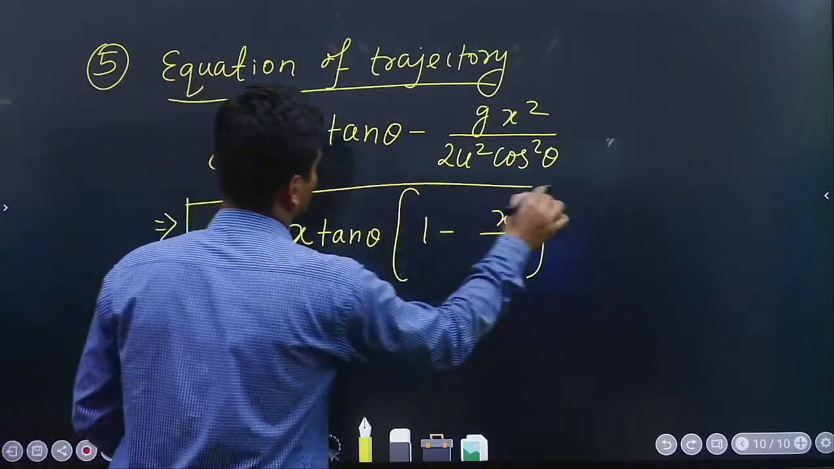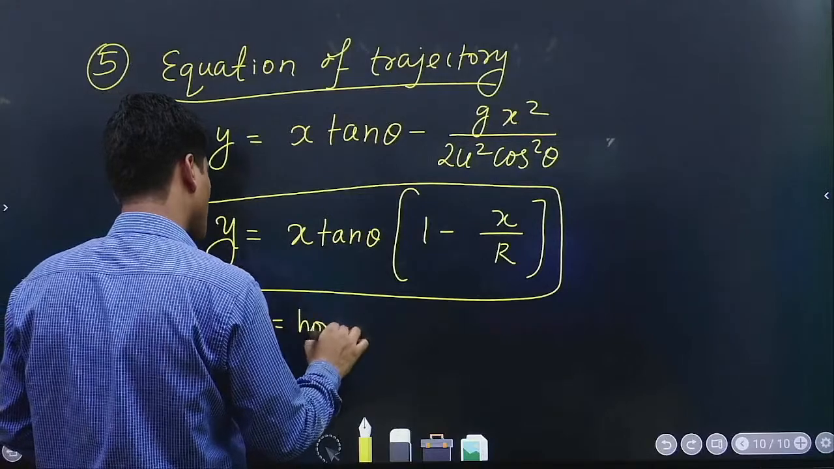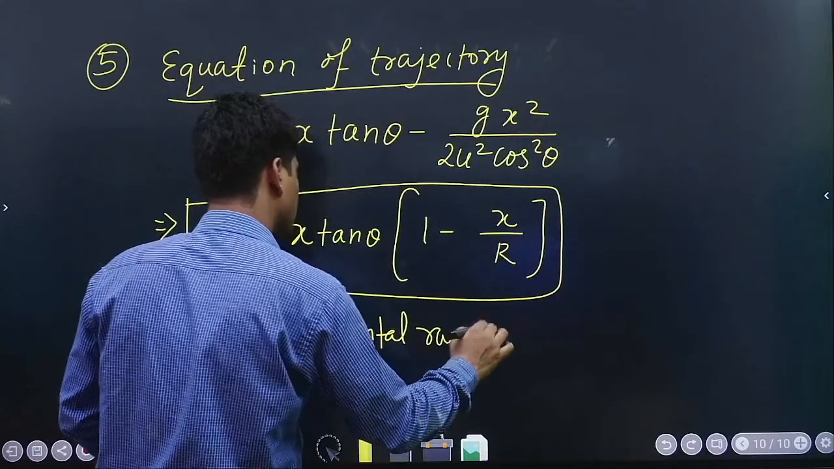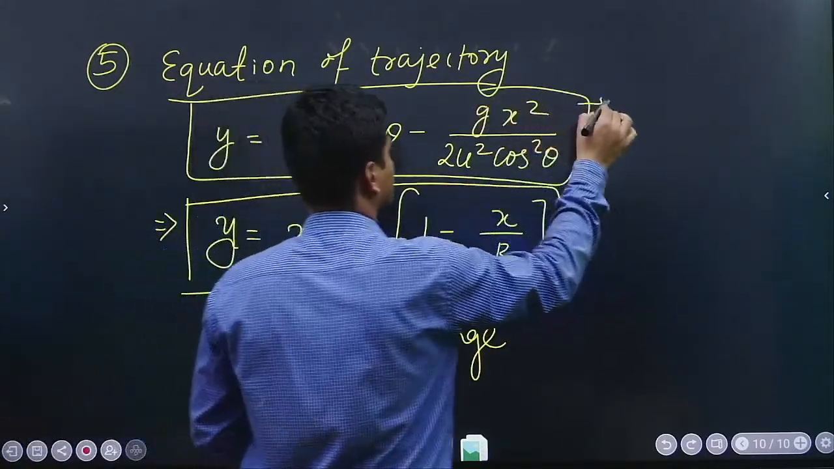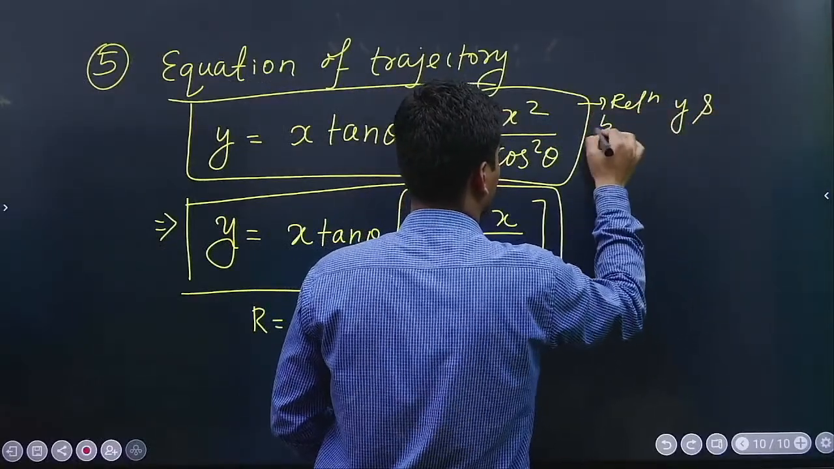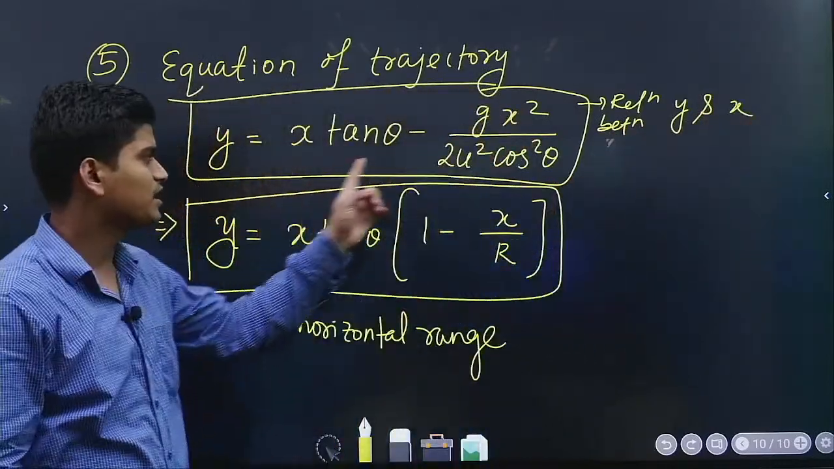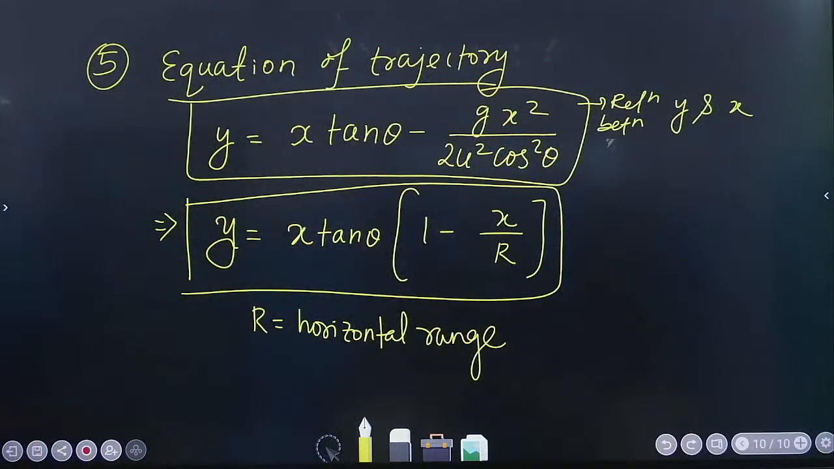After this modification, R is what? R is the horizontal range. And this is the equation of trajectory, the relation between y and x. Trajectory means you have to find the path actually. So it is a parabola, since y is directly proportional to x square. So this is your parabola equation, or the equation of trajectory.